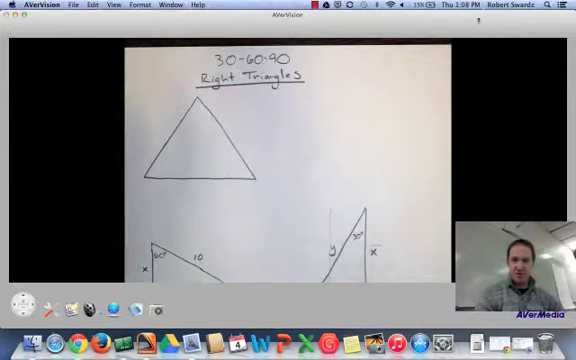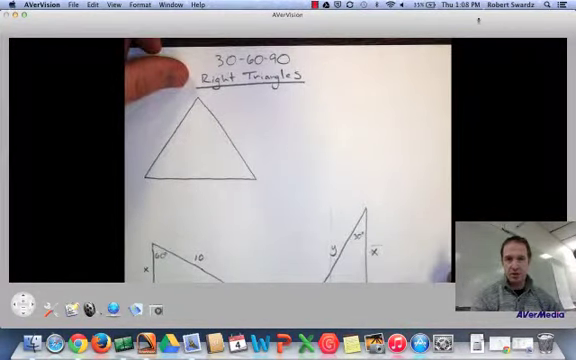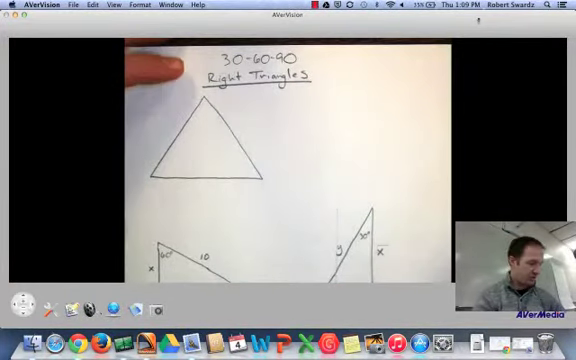And in the previous video, you learned that all 45, 45, 90s are similar to a certain triangle. It had the legs equal to 1 and the hypotenuse equal to the square root of 2. And 30, 60, 90s work the same way. All 30, 60, 90s are similar, which means we can set up proportions to find missing sides. But what are they similar to? So, what triangle are they similar to? So let's see where this takes us here.